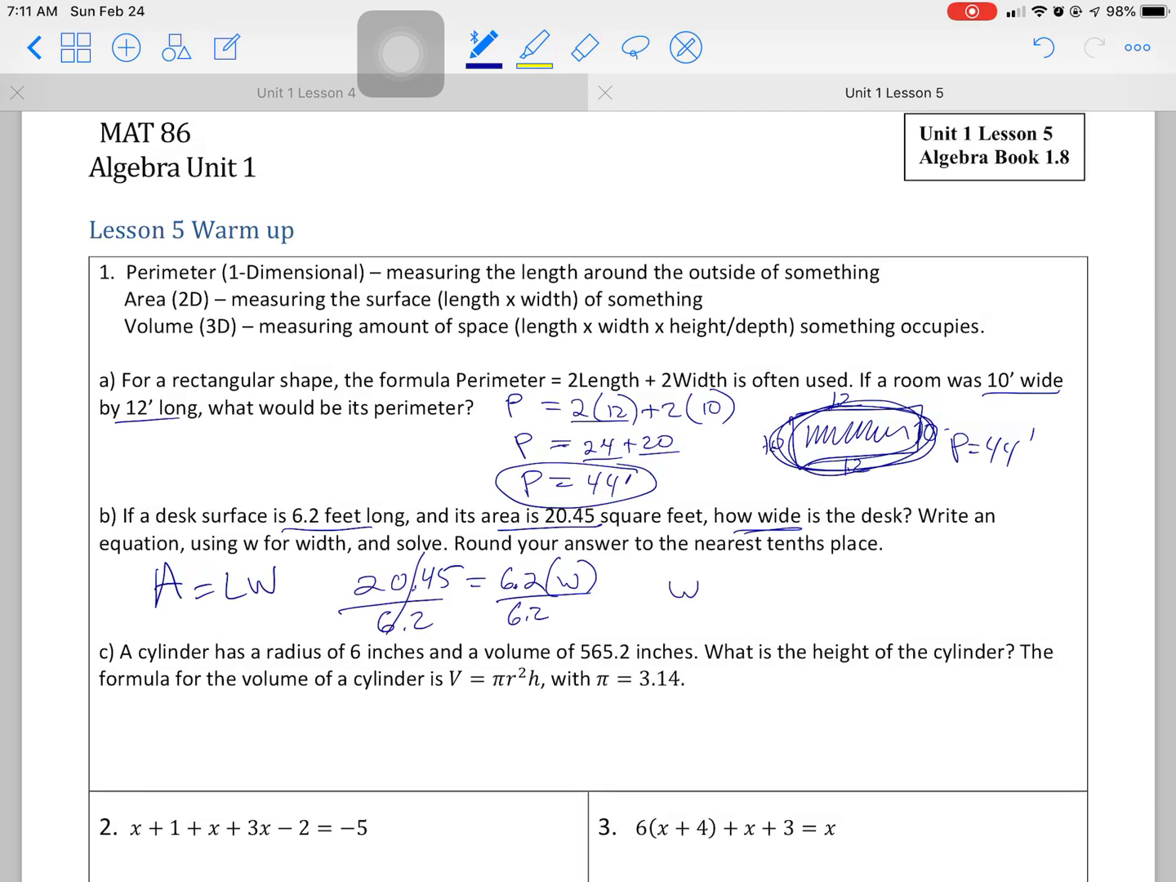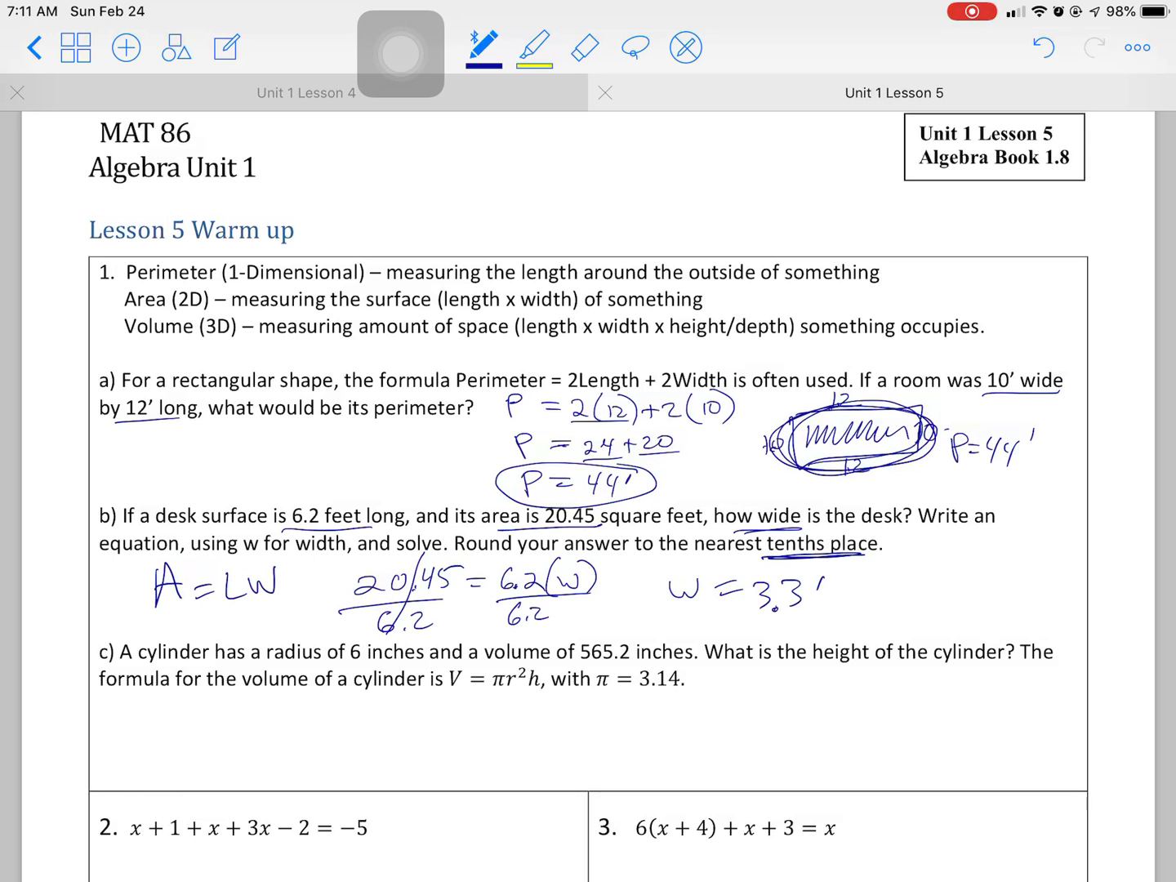What is 20.45 divided by 6.2? Apparently you're going to get a nice long decimal, and then we need to go back to the rounding instructions. This is round to the 10th place. So 3.3 feet.